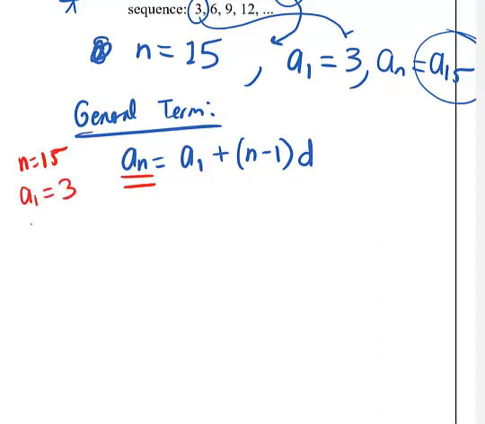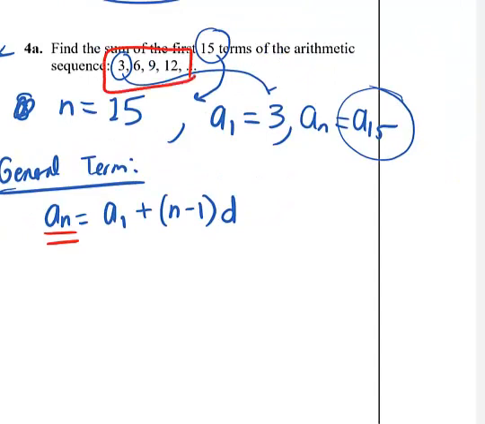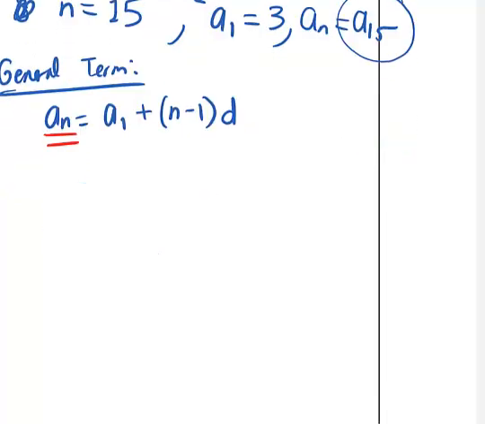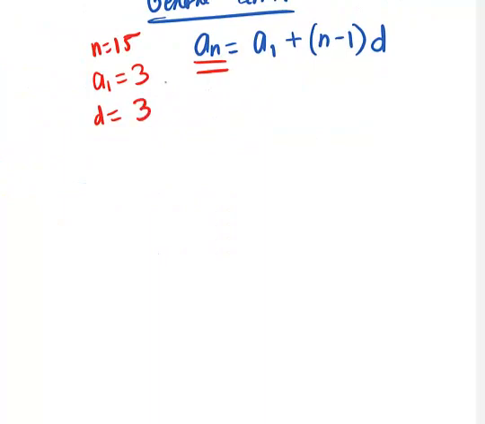A1 we said was 3. The common difference, you have to look at the sequence. What does it look like the common difference is? How do you get from 3 to 6, 6 to 9, 9 to 12? I think you're adding 3 to each one, right? So the common difference is 3. I'm going to replace 3 for the common difference. 3 is actually the first term as well. N is 15. And I think we're good.